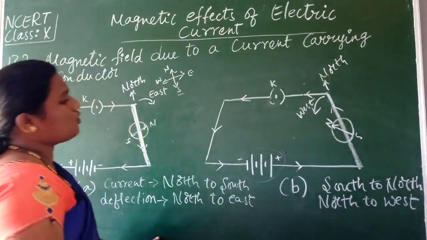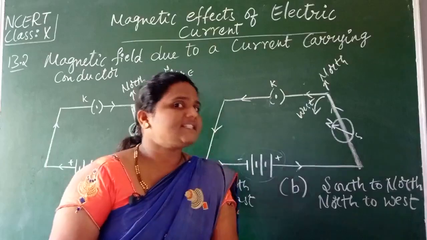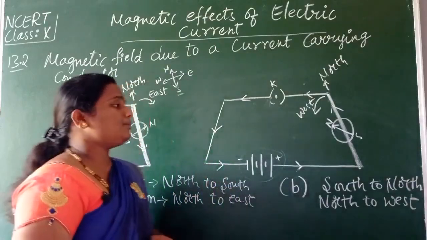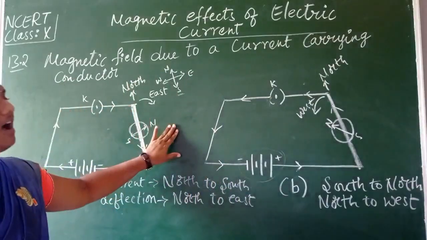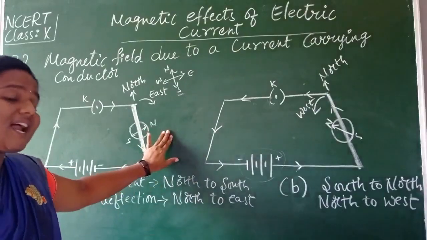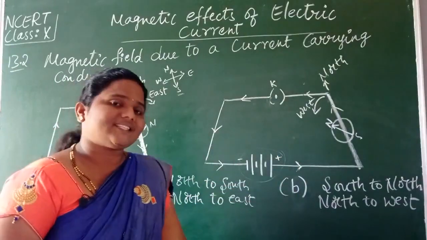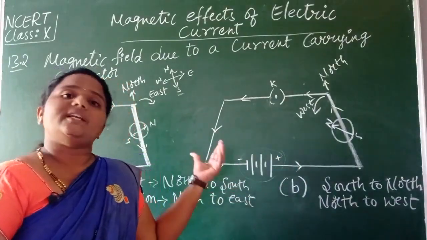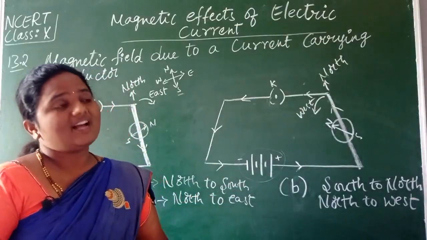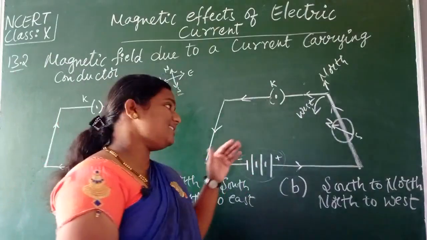Isn't it, children? So by doing this activity, we can conclude that if there is a change in the direction of the current flow, then we can observe there is also a change in the direction of the magnetic field. Or we can understand that if we reverse the direction of the current, there is also a change in the deflection of the compass needle. So with this knowledge, we will now study, children, three cases.